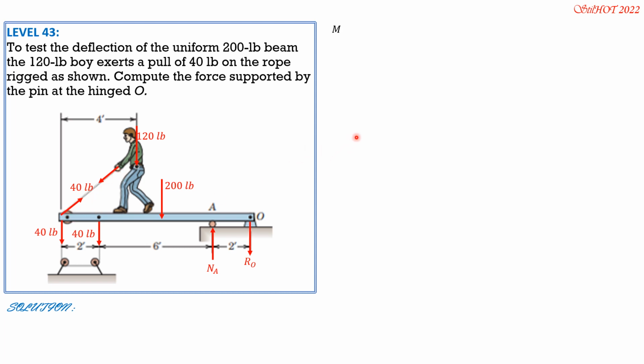So set MA equals 0, clockwise positive rather, so we have RO times 2, then everything is counterclockwise. So minus 200 times 3, remember this is 3 feet. Minus 120 times 4 feet. Minus 40 times 6. Minus 40 times 8. And we can now solve RO. RO is equal to 820 pounds downward.